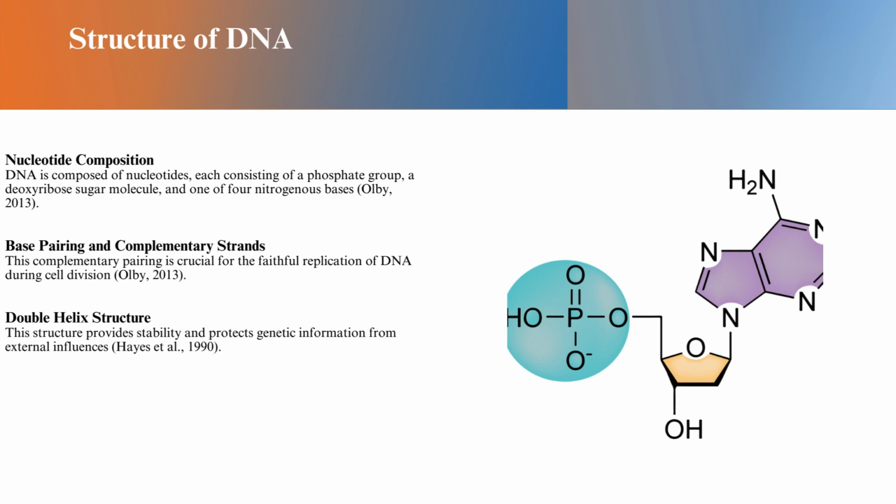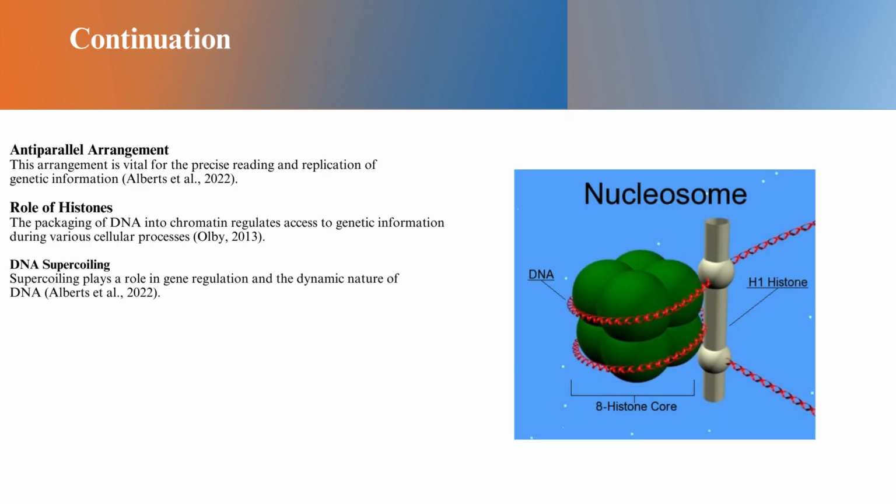Double helix structure. The two DNA strands wind around each other to form a double helix. This structure provides stability and protects genetic information from external influences. This slide is a continuation of more very critical and important information about the structure of DNA.